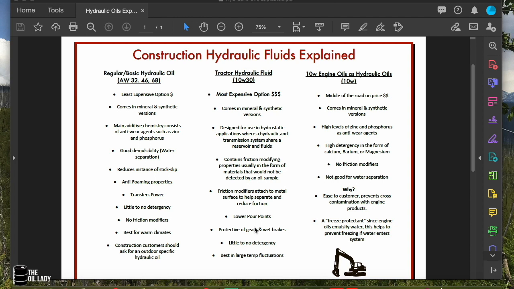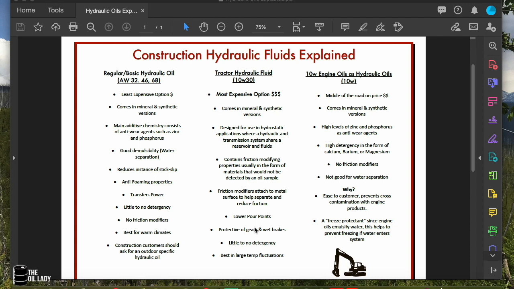Hydraulic oils are going to have good demulsibility, meaning that they are going to separate from water, which is why you're able to walk out to your piece of equipment on the job site in the morning before you start it up, open up that reservoir and let the water drain out, because the hydraulic oil is designed to do that.